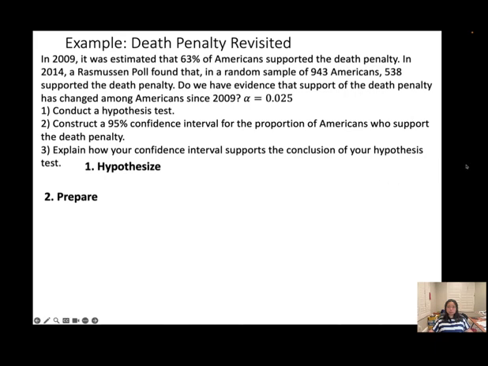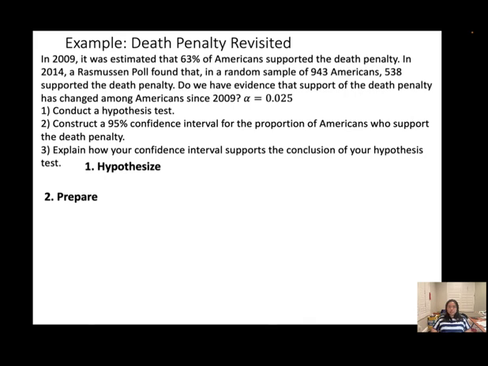Okay, let's do this example together. In 2009, it was estimated that 63% of Americans support the death penalty. In 2014, a poll found that in a random sample of 943 Americans, 538 support the death penalty. Do we have evidence that support of the death penalty has changed among Americans since 2009? The significance level is 0.025.